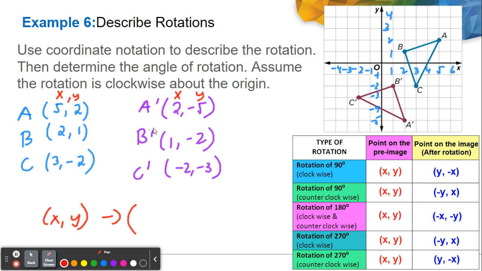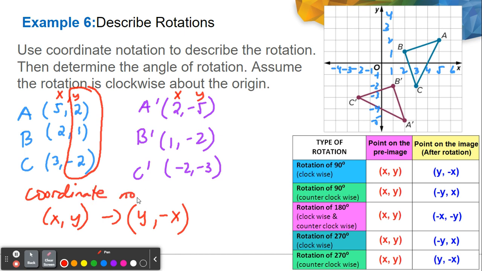As you can see, our X for our pre-image is 2, 1, negative 2. It's the same as our Y in our image. So therefore, this one becomes our Y. And then for our Y in the pre-image, look at our X: 5, negative 5, 2, negative 2, 3, and negative 3. It's the opposite of our X. So we have the coordinate notation Y and negative X. Let's check our table. Y and negative X will be this one. So we have rotated our image 90 degrees clockwise.